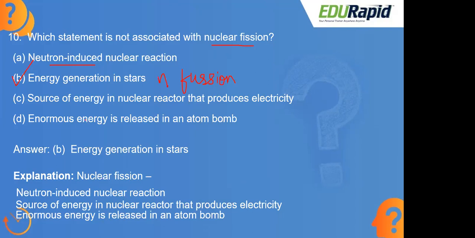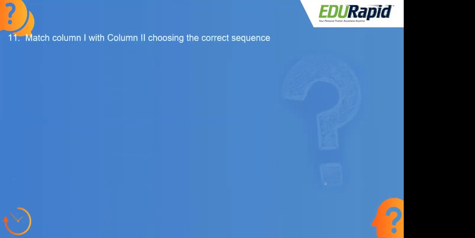Enormous energy is also released in an atom bomb, right? That is all associated with the nuclear fission reaction, where a heavier molecule splits into smaller molecules that release an enormous amount of energy. Got it? Next question. Match column 1 with column 2, choosing the correct sequence.